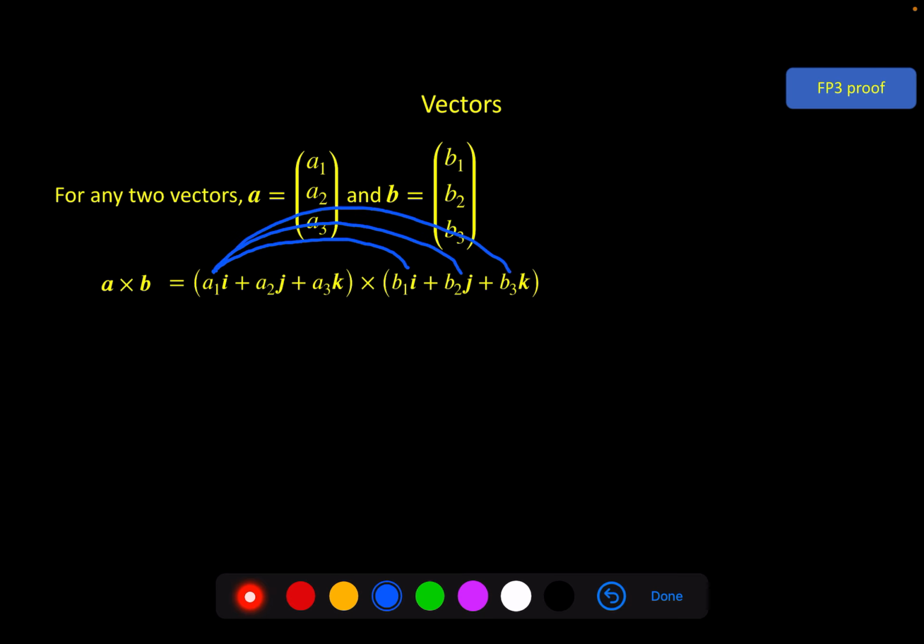I'll do these 3 terms, and then we'll summarize the rest of them. So we've got a1 i cross b1 i. This is the first term that comes out of this. We can write that as a1 b1 because they are just scalars, i cross i. And i cross i we've just seen in the previous slide is 0. The second term, a1 i times b2 j.